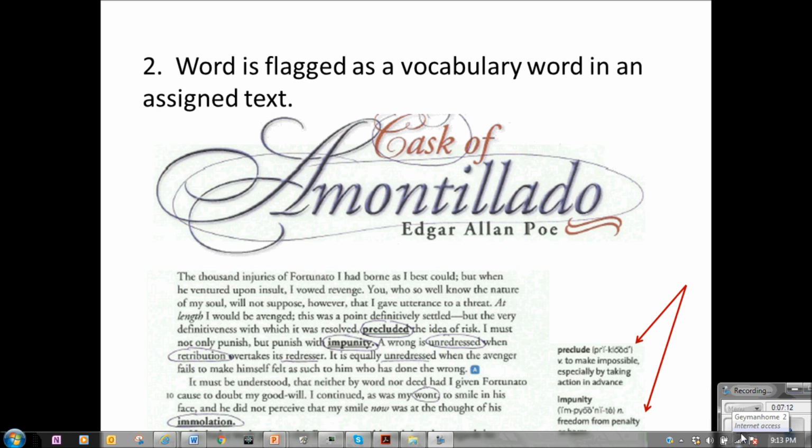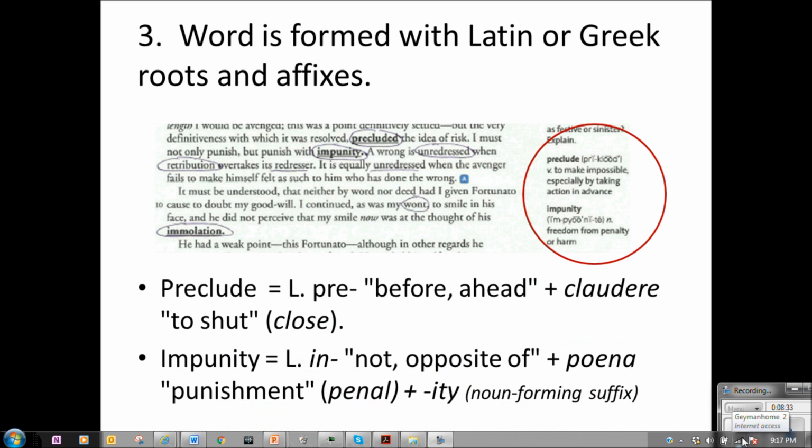Second criteria is a word might be a good word if it's flagged as a vocabulary word in the assigned text. Here, the words precluded and impunity are bold in the text, and they're defined over here on the right side of the text. And that might make them possible candidates for being good words. These words were likely selected by the textbook as good vocabulary words because they meet our third criteria, which is that they're words formed with Latin and Greek roots and affixes. When you know the prefixes and roots, it really helps you put together a lot of new words.